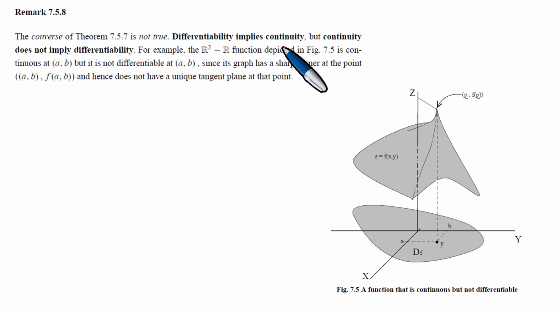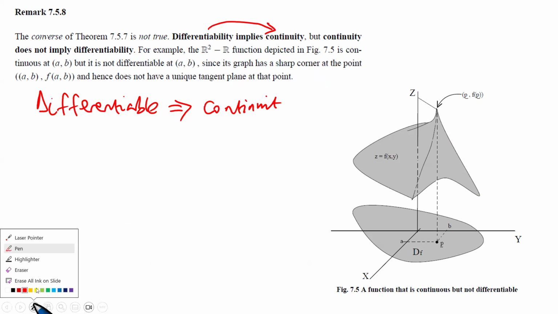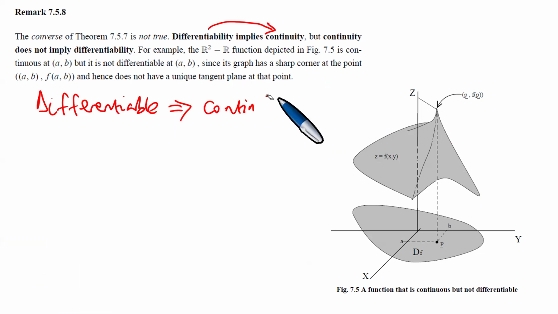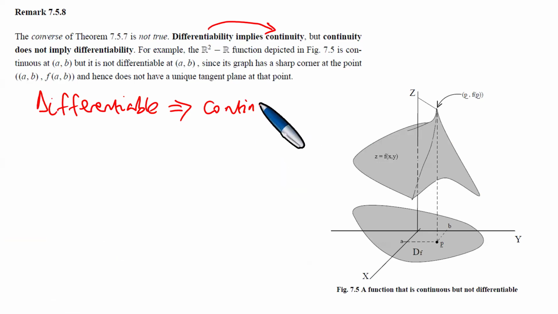Differentiability implies continuity. Well, yes, a differentiable function is always continuous. So if ever you have a function that is differentiable, it is automatic that you say it is continuous. So differentiability implies continuity. Now if you have a function that is differentiable, it implies that the function is continuous.